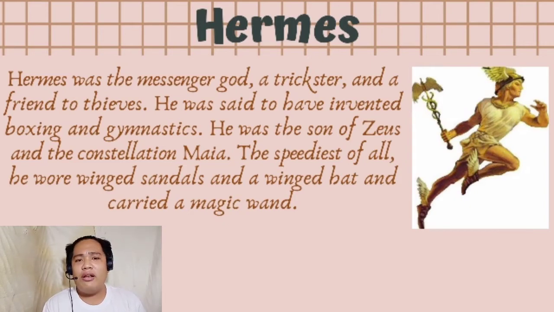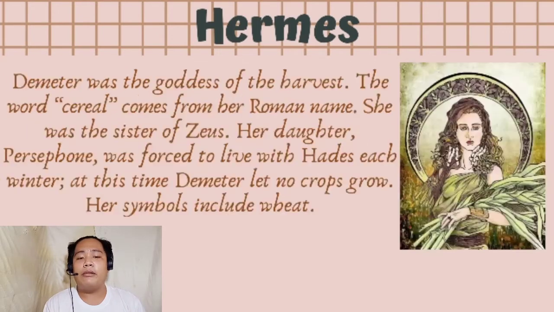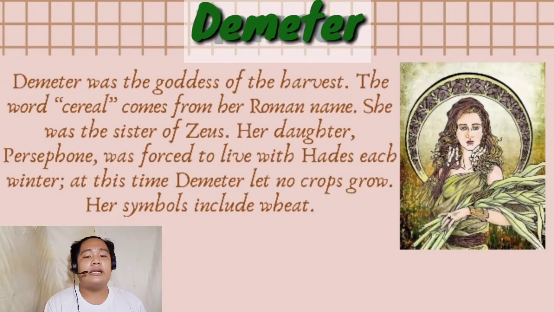So class, those are the 12 gods and goddesses of Mount Olympus. But there are two gods that are also sometimes included in the list. So let us know them. Number 1, we have Demeter. Demeter was the goddess of harvest. Her Roman name is Ceres. So the word cereal comes from her Roman name. So are you familiar with cereal? Yeah, the ones you eat. That comes from her name, Ceres.